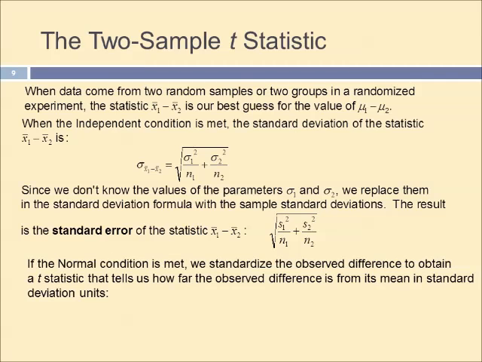If the normal condition is met, then we can standardize the observed difference to obtain a t-statistic that tells us how far the observed difference is from its mean in standard deviation units. So the t-statistic is the difference between the sample means divided by the standard error of the statistic.